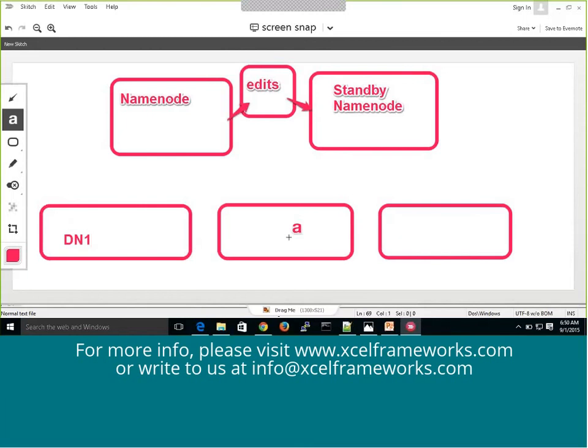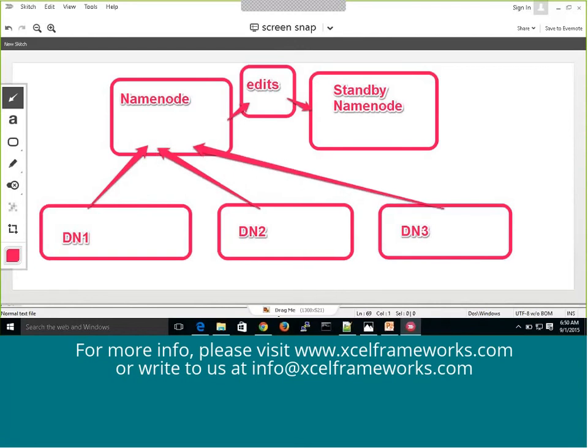This is my data node 1, data node 2, data node 3. Heartbeat messages go from data node 1 to the name node, data node 2 to the name node, data node 3 to the name node, and also data node 1 to the standby node, data node 2 to the standby node, and data node 3 to the standby node. Now, primarily your secondary name node has been replaced with something called a standby node.